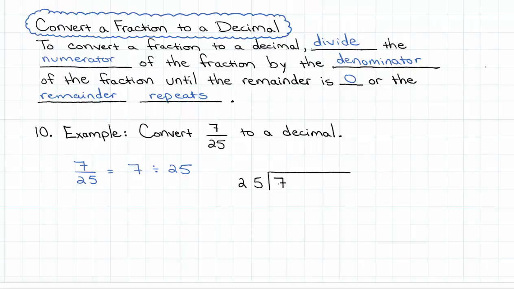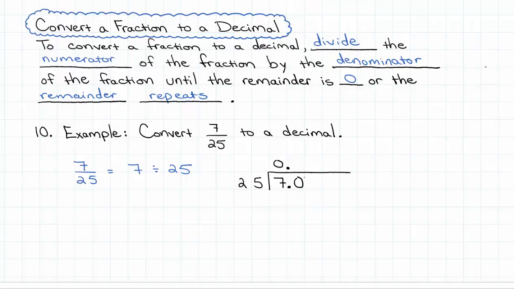We ask ourselves, how many times does 25 go into 7? It doesn't go into 7. It goes into 7 0 times, right? It doesn't fit. So we're going to add a decimal right here, and we're going to write that decimal directly above where it's at. Notice I'm trying to be very neat and organized, and I'm trying to align everything vertically, neatly. I'm going to add a 0 right here after the decimal.